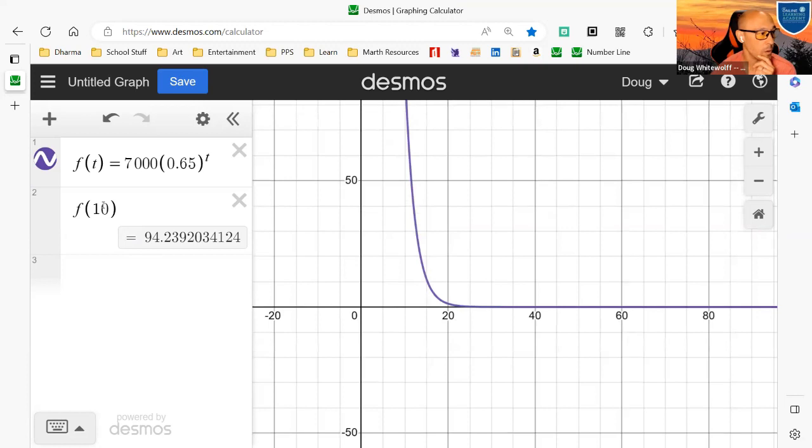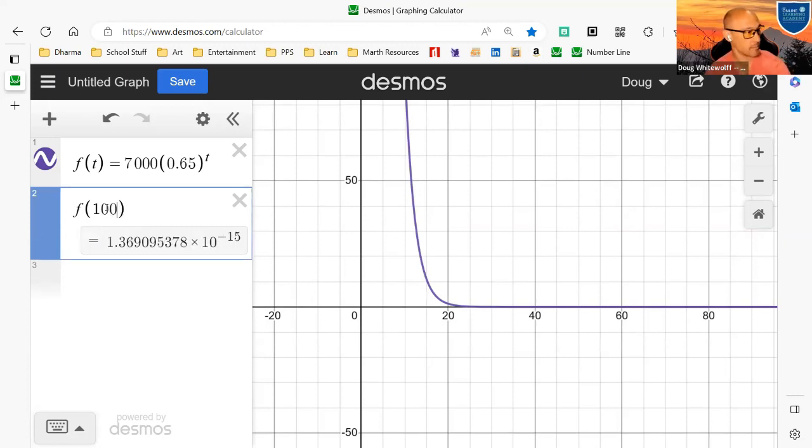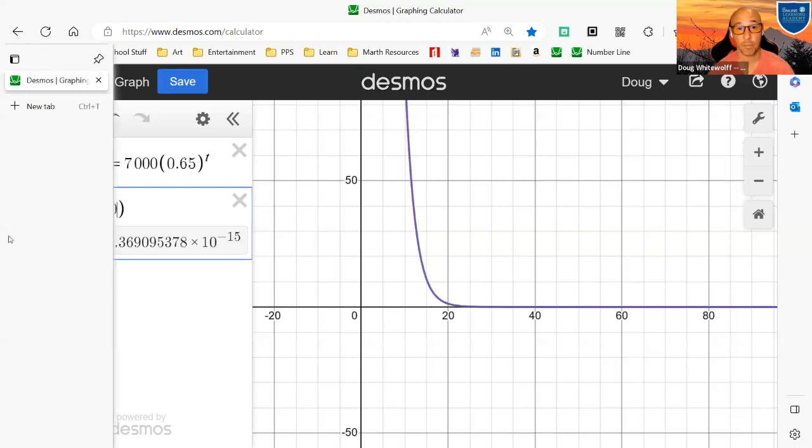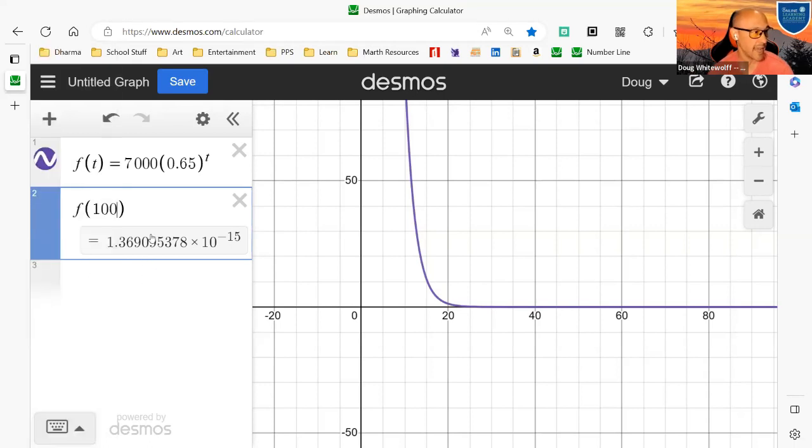So what number should I try next instead of 10 days? It is decreasing by a pretty fast rate. So try 100. All right, let's see. Oh yeah, that looks like it, because this is 10 to the negative 15, which means we need to move to the left 15 places. So definitely after 100 days. So somewhere between 10 and 100. 40. Whoops. So smaller than 1. So between 10 and 40.